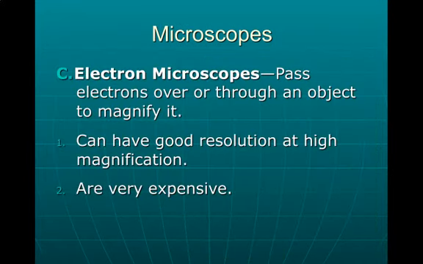The other kind of microscope that we're going to talk about is an electron microscope. In these, you're going to pass electrons over or through an object to magnify it. These are really nice because they can have a really good resolution at a high magnification. So that means you can make things that are really tiny really large and still keep a lot of sharpness within that image. The only downfall, they are very expensive. Like another class once before, we looked up what a used one would cost on the internet, and a really old used one was still tens of thousands of dollars.